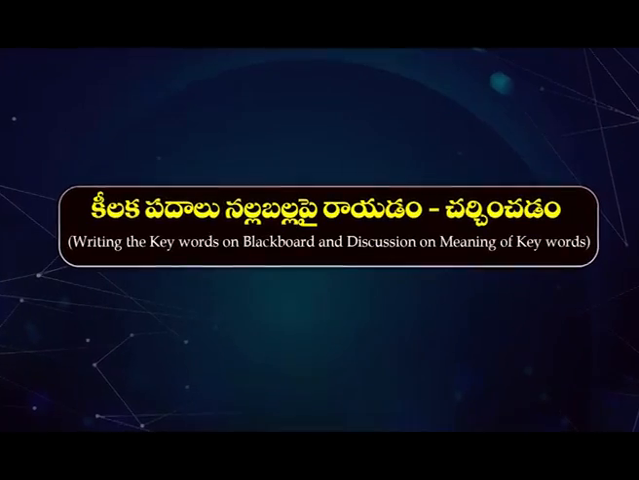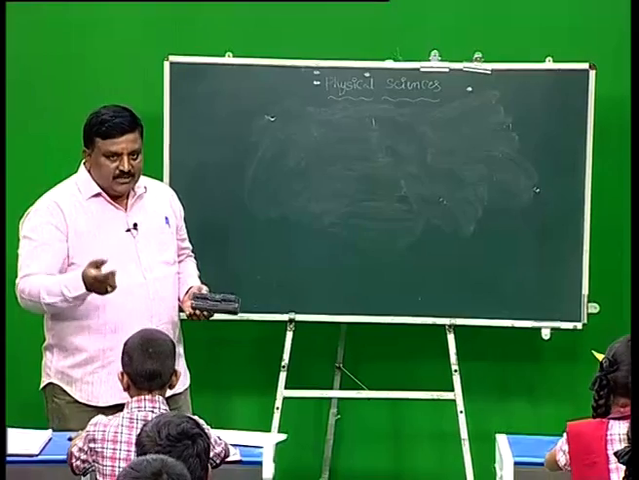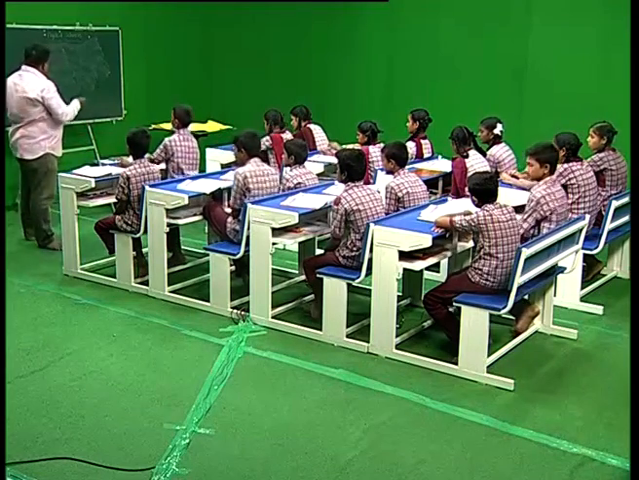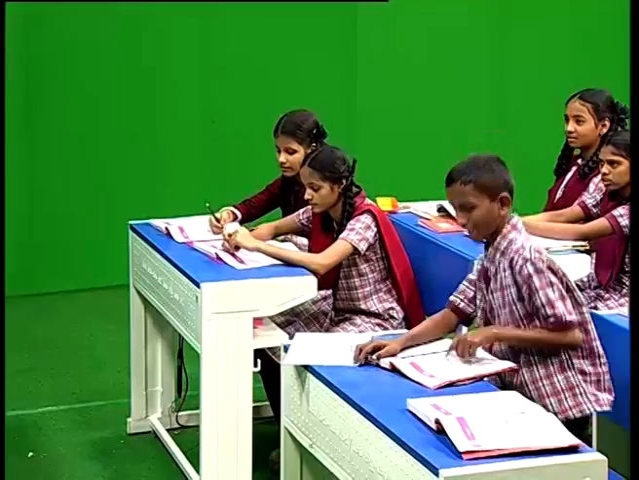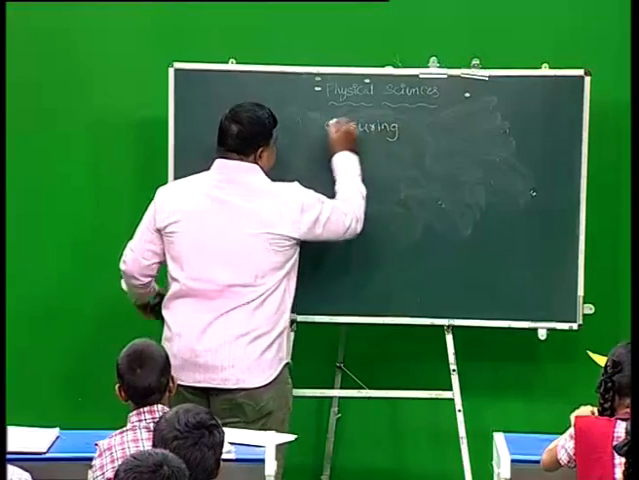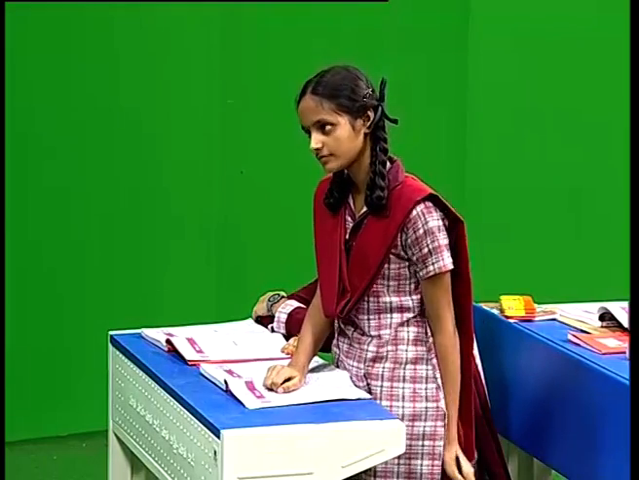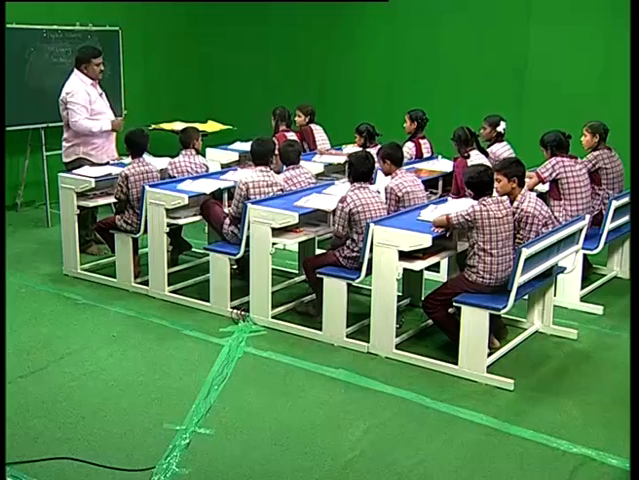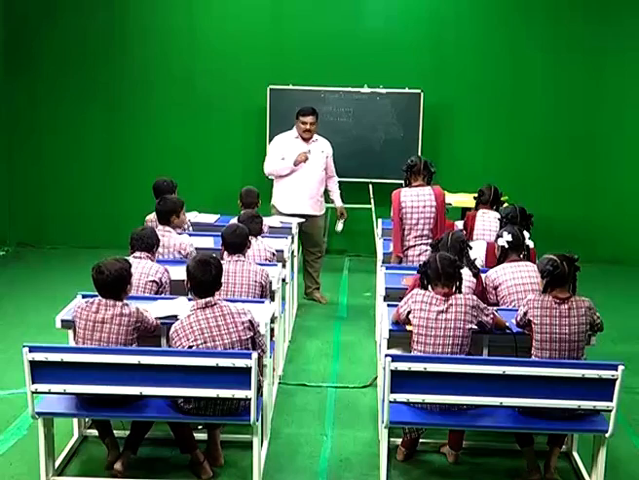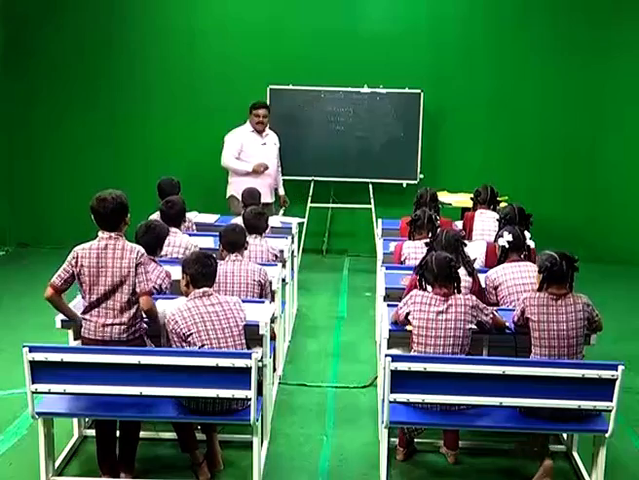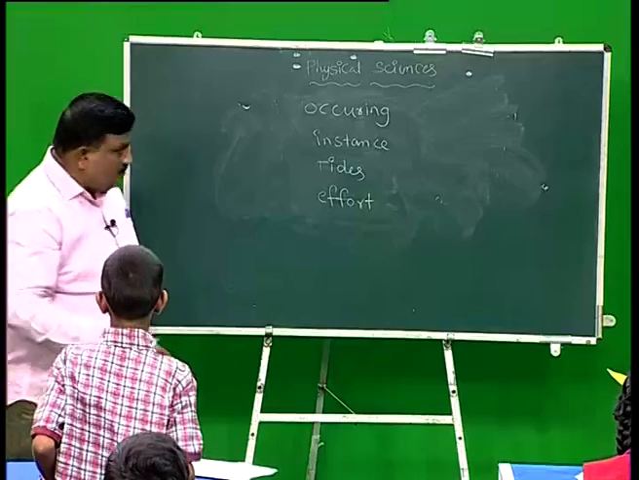Okay, children. Have you completed your reading? Yes, sir. Okay. Tell me the keywords, whatever you observed. First group. Occurring. What is that? Occurring. Okay. Next, Shravani. Instance. Next. Annapurna. Developed, development. Have you identified keywords? Sandeep. Tides. Next. Effort. Wonder.